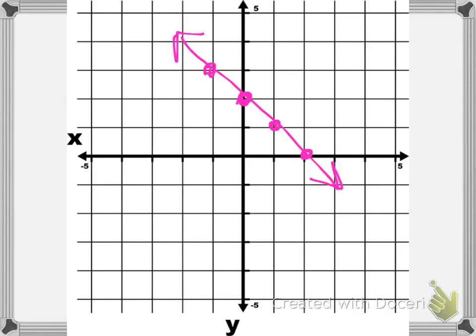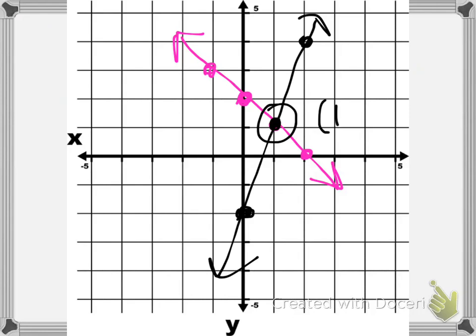And our second equation is y equals 3x minus 2. So I'm going to go down to negative 2 along the y-axis. And we can clearly see the point of intersection is at 1, 1.